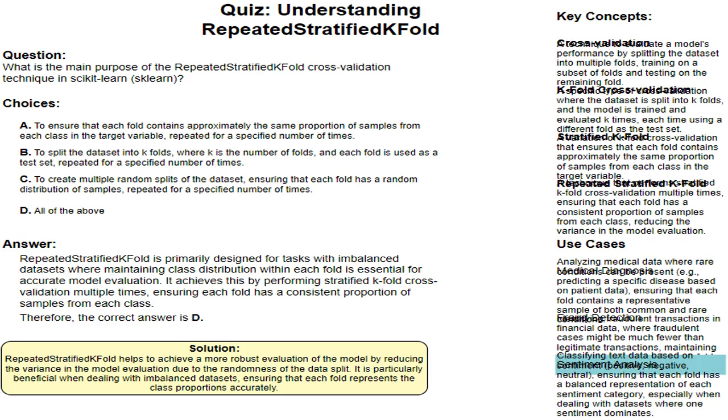Sentiment analysis. Classifying text data based on sentiment: positive, negative, neutral, ensuring that each fold has a balanced representation of each sentiment category, especially when dealing with datasets where one sentiment dominates. In a social media dataset where positive sentiment is prevalent, repeated stratified K-fold would ensure that each fold contains a fair share of positive, negative, and neutral sentiments, leading to more accurate sentiment classification.